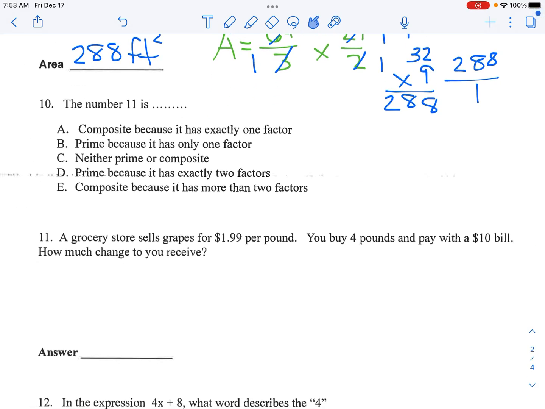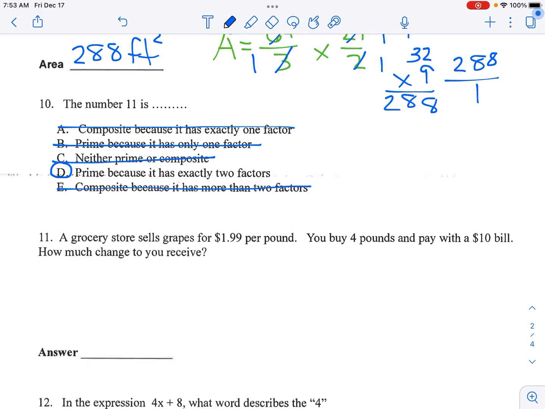The number 11 is composite because it has exactly one factor. Nope. Prime because it has only one factor. Nope. Neither prime or composite. Prime because it has exactly 2 factors. I think that's right. Composite because it has more than 2 factors.